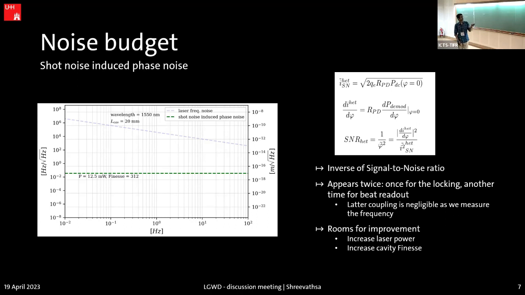Also, the shot noise appears twice, once in locking and another time when you read out the beat. But the latter one is negligible, as in this scheme we are interested in reading out the frequency of the signal and not the actual photodiode signal by itself, not the amplitude of the signal. And obviously the room for improvement: increase the finesse, increase the laser power, and the dashed line here will go down.